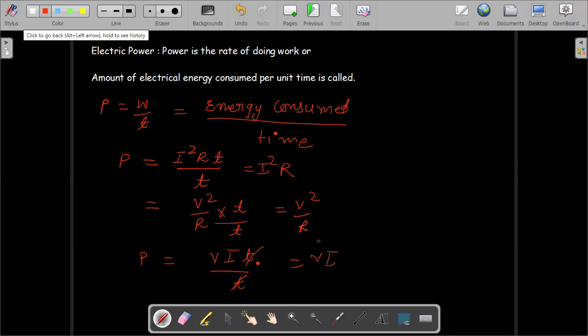So the electric power consumed or dissipated through a device can be given as V square over R. It can be given as I squared R or V times I. Got it? Yes, sir.